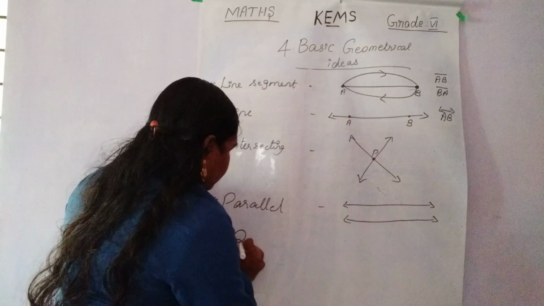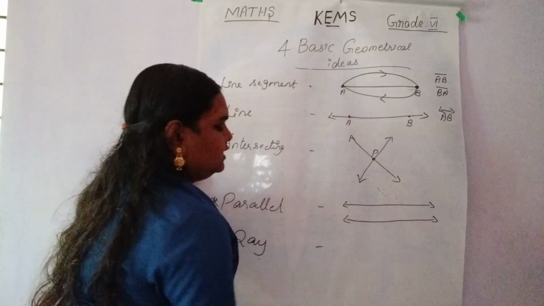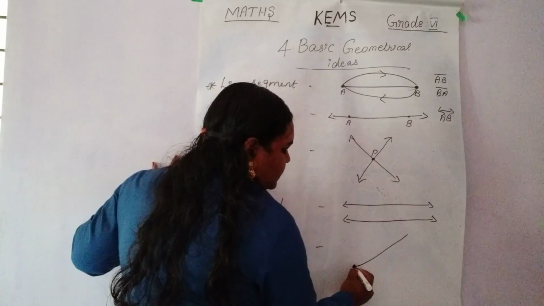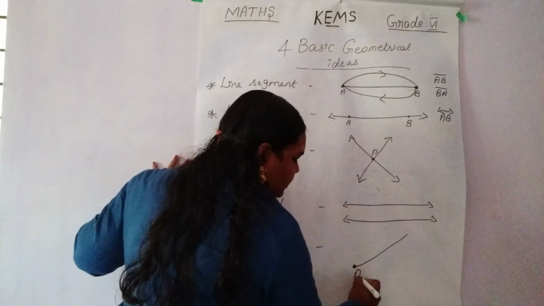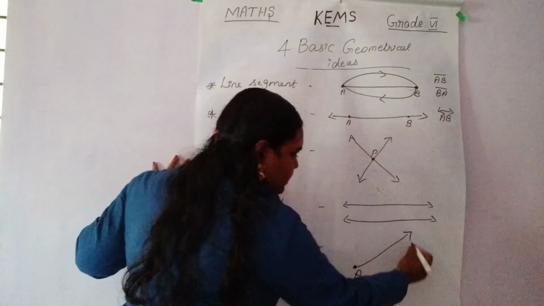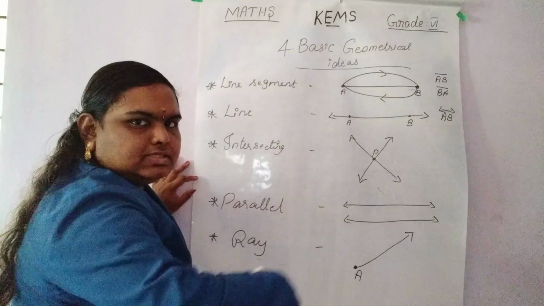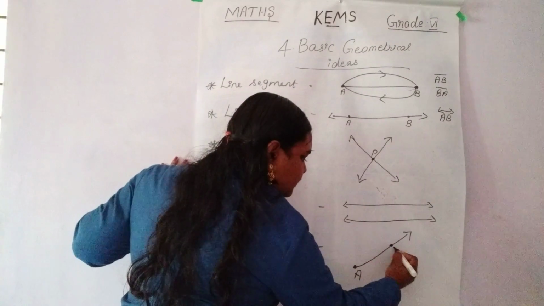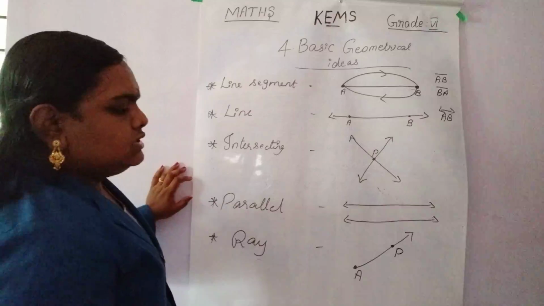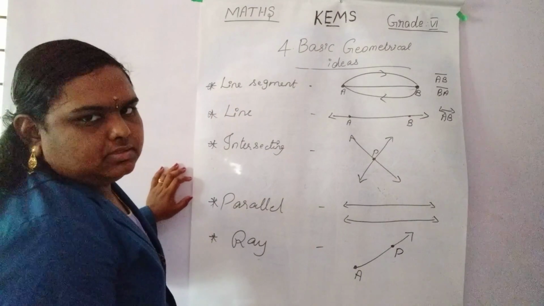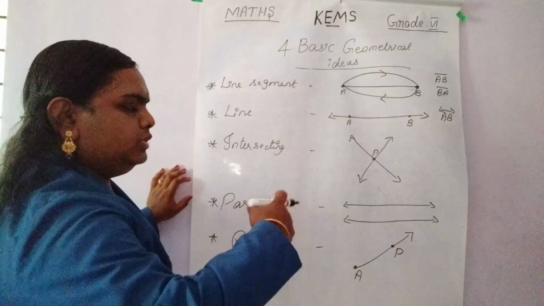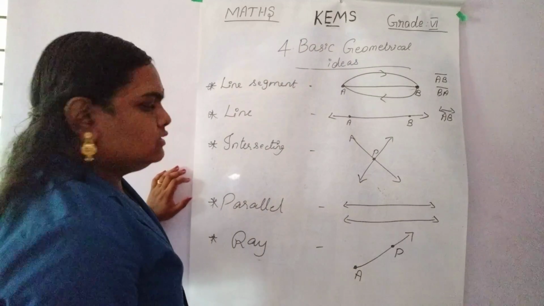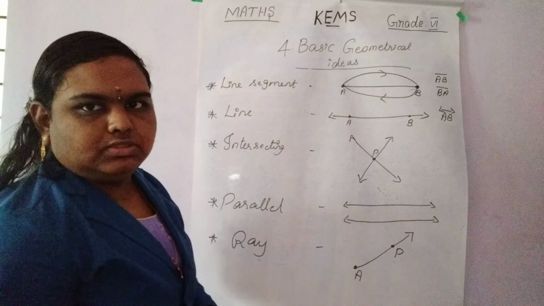Next one is the ray. A ray is nothing but, if you are taking a line with this as the one point, it goes on endlessly in another direction. A ray is a portion of a line. So, A, P, and that P can continuously extend. So these are the 5 topics that we discussed today.